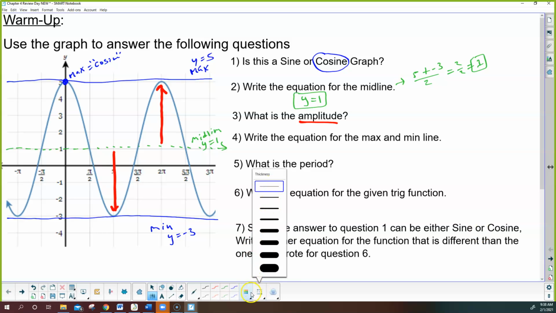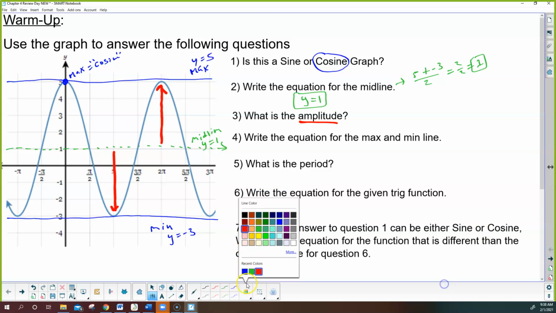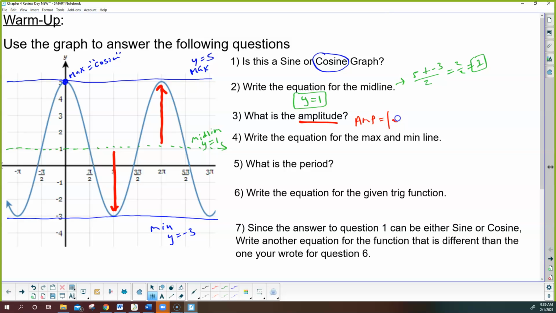Another way to view that without a graph. Let's say I didn't even give you a graph and I asked you to find your amplitude. All you would do is take the equation for the midline and subtract that from the max. So 5 minus 1 is an amplitude of 4. And remember, the amplitude is always the absolute value of whatever the A is. That's going to come into play in a little bit. But my amplitude is 4.